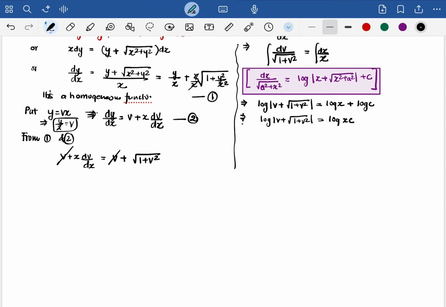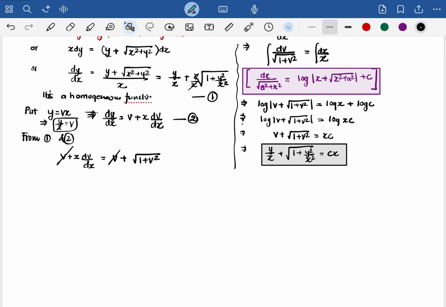Take the anti-log on both sides, so log will get cancelled, so v plus under root of 1 plus v square, and this is xc. And now put the values of v, that is y by x plus under root of 1 plus y square by x square, this is xc. So this is your solution.